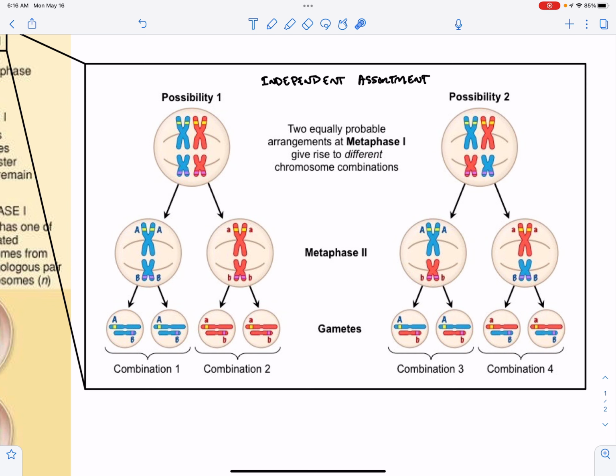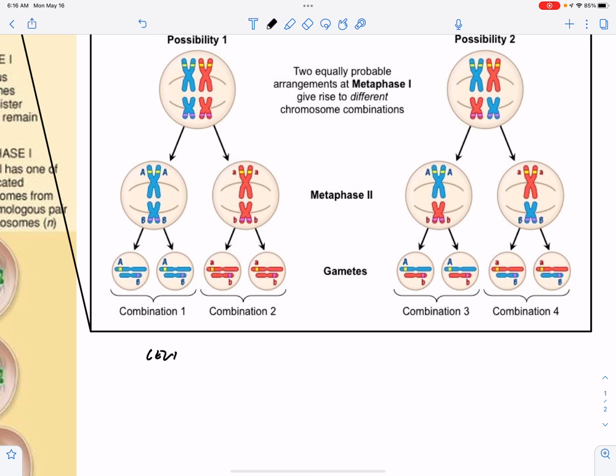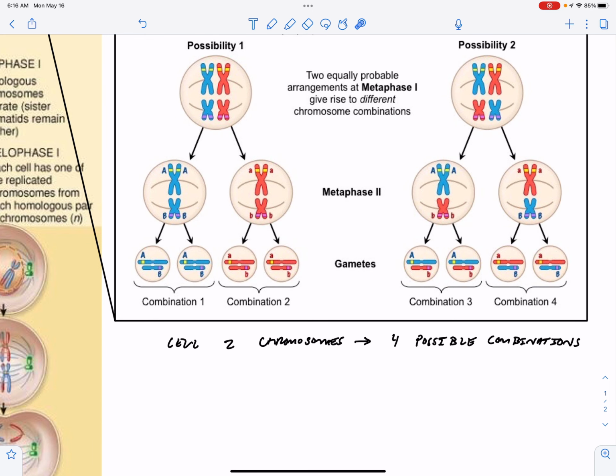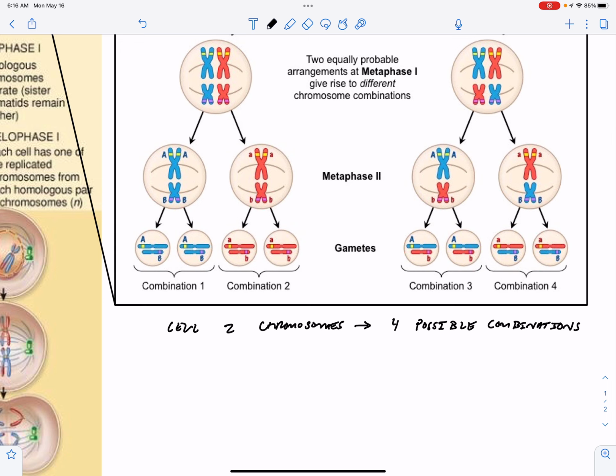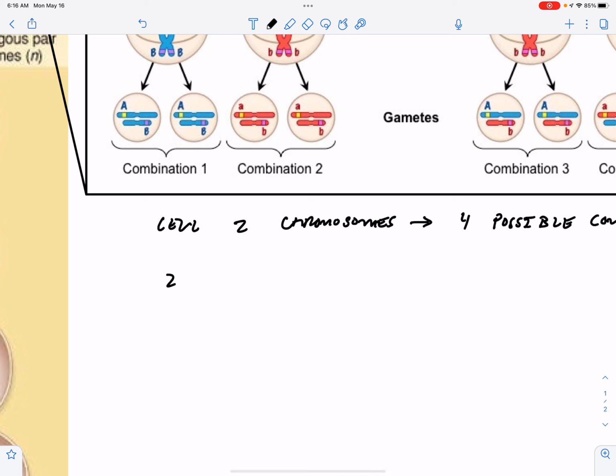Okay, so this cell has two chromosomes and four possible combinations of those chromosomes, depending on how they line up on the metaphase plate in metaphase 1 of meiosis. So there's actually a formula for determining the number of possibilities that independent assortment can lead to, which is 2 to the n, where remember n is equal to the number of homologous chromosomes. So in this case, our n is 2. We have two pairs of homologous chromosomes, so 2 squared is equal to 4, and as you see here, there are four possible combinations.